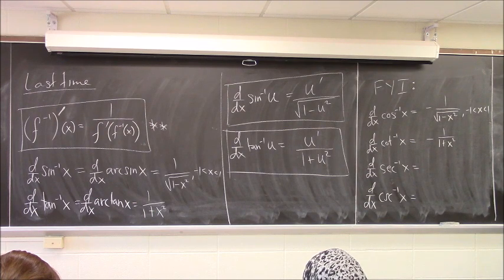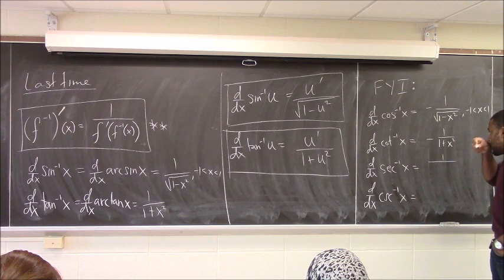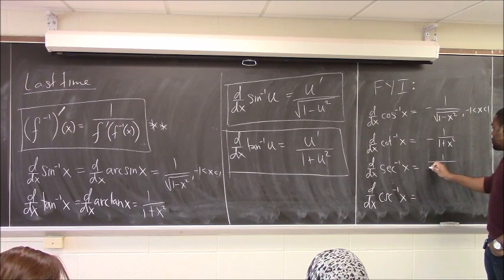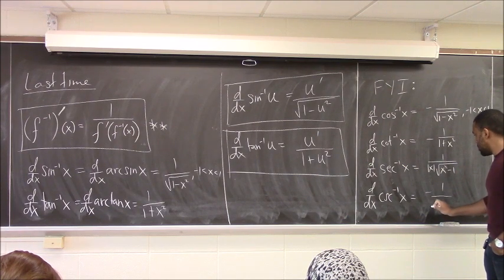The secant inverse and the cosecant inverse, those are also similar. The secant one takes on absolute value of x times the square root of x squared minus 1 in the denominator, and the cosecant one takes on the negative of that.